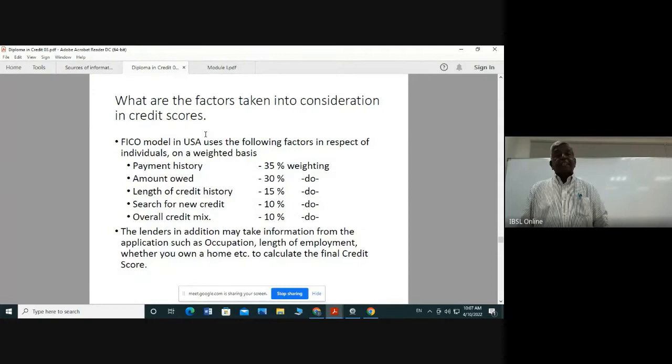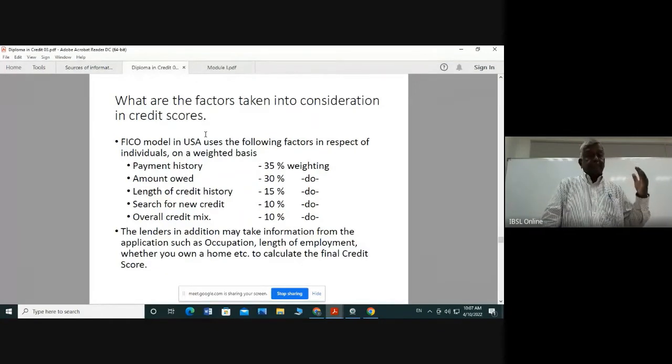What are the factors taken into consideration in credit score? Actually, the FICO company did a lot of work to develop this system. They won't tell you what attributes they have collected and included in developing this model. But anyway, some basic things are available. The FICO model in the USA uses the following factors in respect of individuals.